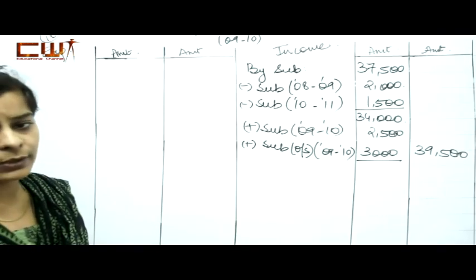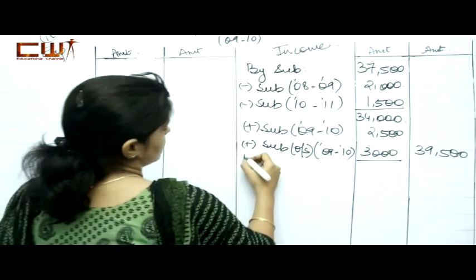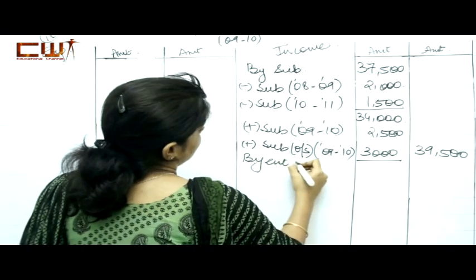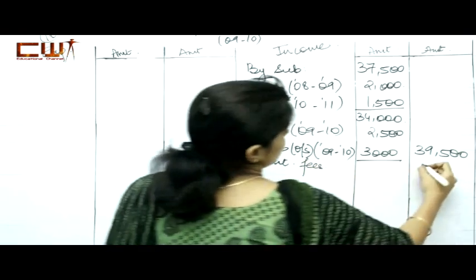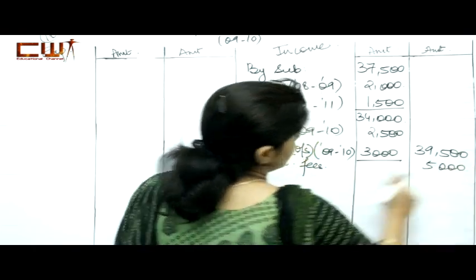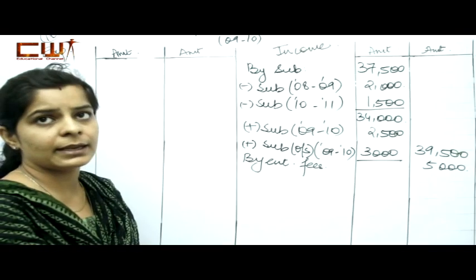Next that is given to you is entrance fees of 5,000. They have given entrance fees of 5,000. There is no adjustment. You write it directly, right?